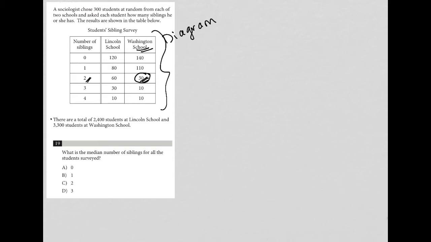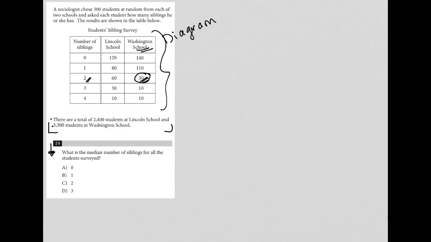We also have here there are a total of 2,400 students at Lincoln School and 3,300 students at Washington School. So I'm not going to write that down because this is all set up information. This is not part of the actual question, number 19. This information is relevant to question 19 and 20. So I'm going to look at question 19's information and then see if there's anything I should write down based upon what I read there.